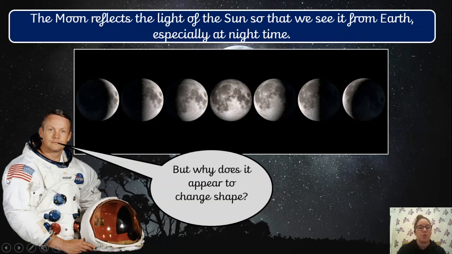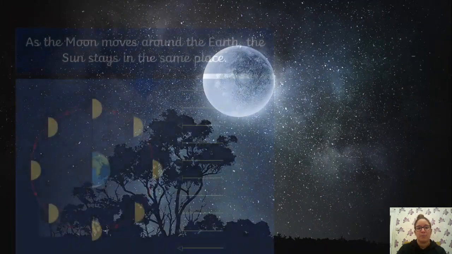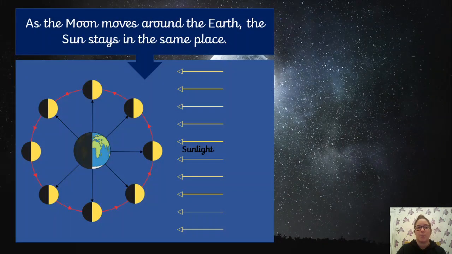Hopefully, you'll recognise this astronaut here and see that it is Neil Armstrong. Okay, so why does it change shape? So as the Moon moves around the Earth, the Sun stays in the same place. So this is the Sun, okay? And the Moon continues to go round, okay? It goes around the Earth.